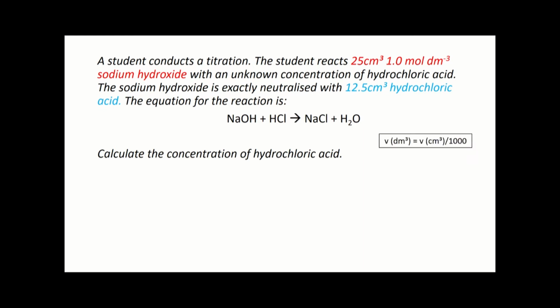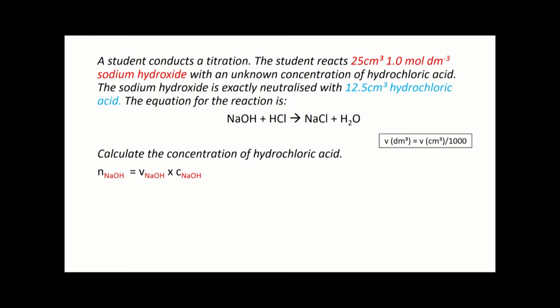Second thing is we need to know our conversion. If I have a volume in decimeters cubed, then that is actually the volume in centimeters cubed divided by 1,000. Okay, so you'll see that my concentration was in moles per decimeter cubed and my volume is in centimeters cubed. Therefore, I need to make sure that I'm working in the same unit. And so I'm just going to keep that relationship in the box there. The third thing we need to know is that the number of moles equals the volume times the concentration.